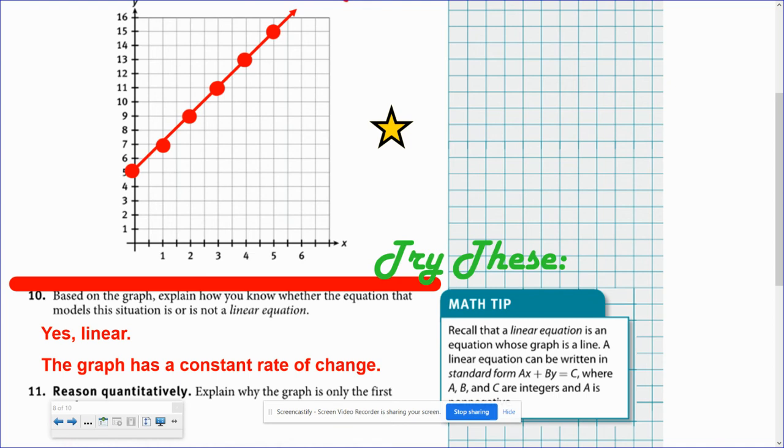So you know if something's linear if the graph has what we call a constant rate of change. So there's no curve. One point doesn't go up more than the other ones. It's all constant and consistent.